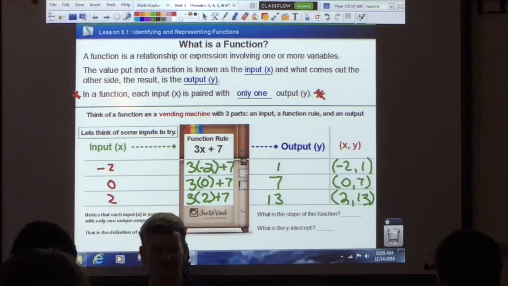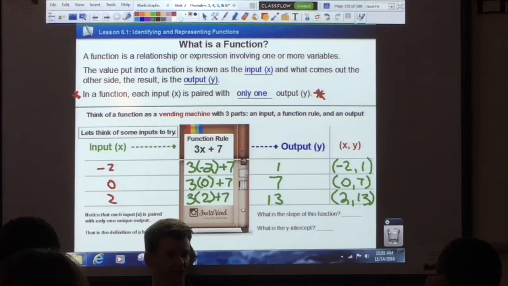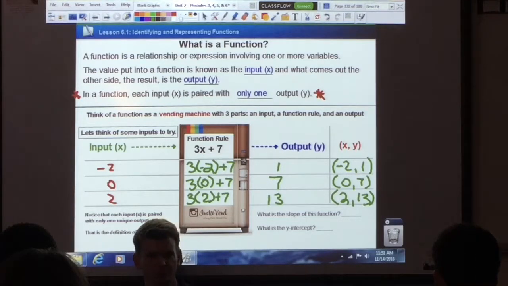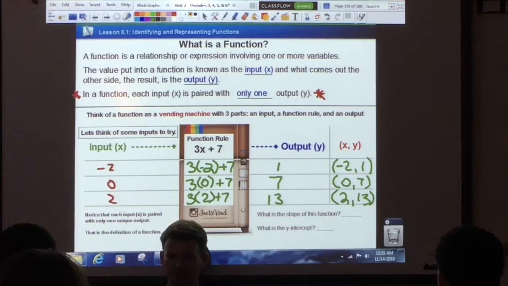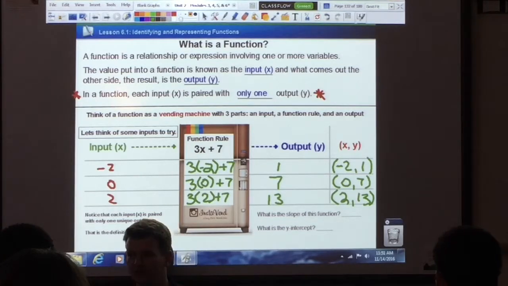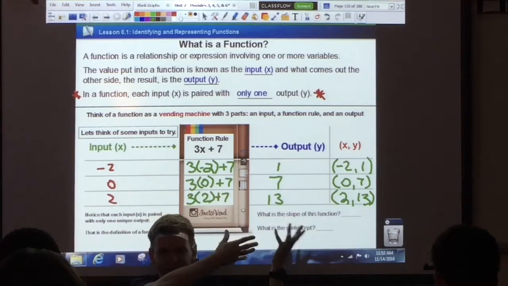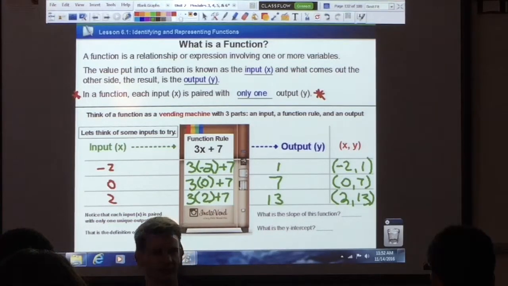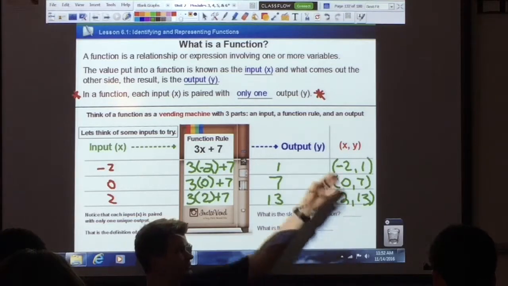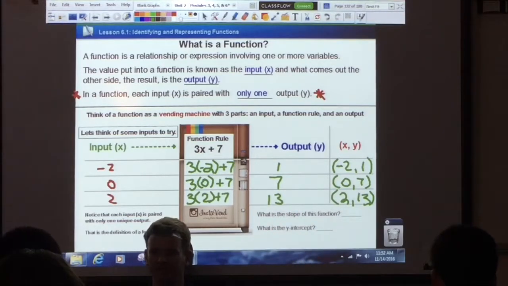Now this is a very simple function. You have a variable, you have a constant, there's no exponents, nothing crazy. Of course, they do get a little more crazy from there, but it still just boils down to order of operations. Input goes into the machine, out comes the output, and that becomes a coordinate pair. And then once I have coordinate pairs, could I graph this function, yes or no? Yes, I could.